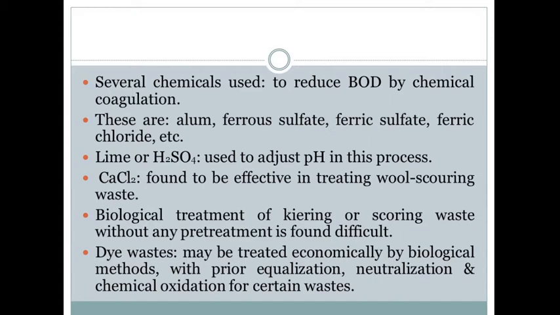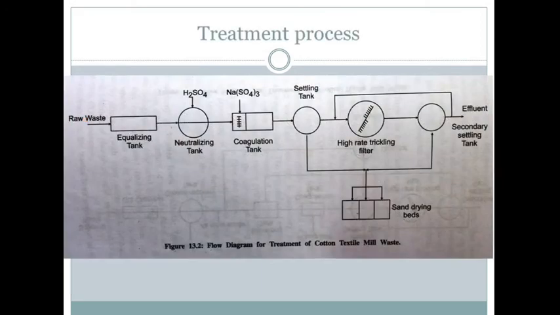Next, CaCl2 is found to be effective in treating wool scouring waste. The biological treatment of scouring waste without any pre-treatment is found to be difficult. Dye waste may be treated economically by biological methods, with prior equalization, neutralization, and, for certain wastes, chemical oxidation. So a biological method can also be used for the treatment of that waste, but prior equalization, neutralization, and chemical oxidation are required. This is the treatment process for cotton textile mill waste.